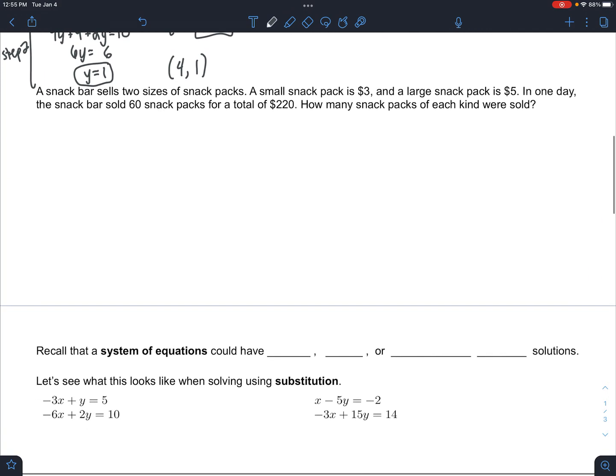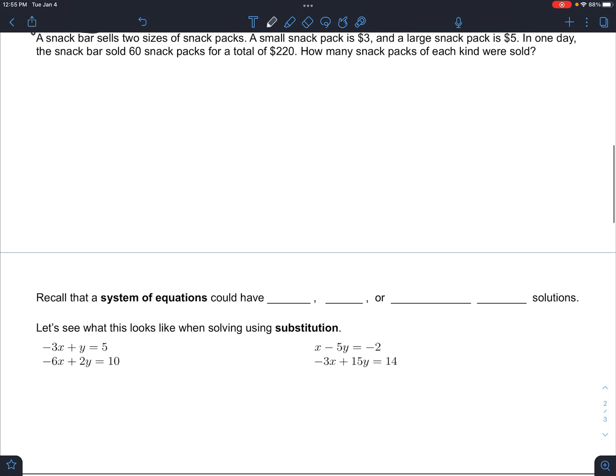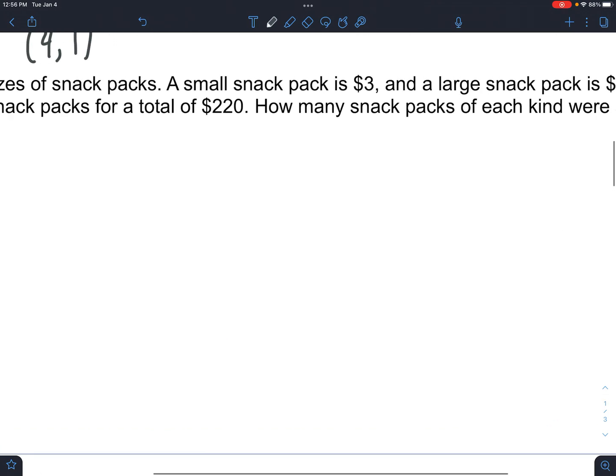Okay, I want to get to this word problem. So it looks like a snack bar sells 2 sizes of snack packs. The small one is $3 and the large one is $5. So in one day, they sold 60 for a total of $220. So how many snack packs of each kind were sold? So I'm first going to label the small one as x and the big one as y. So x is the number of smalls that are sold, and y is the number of large that are sold.